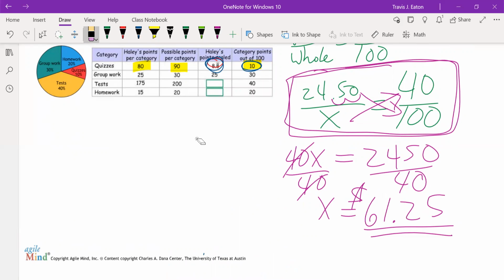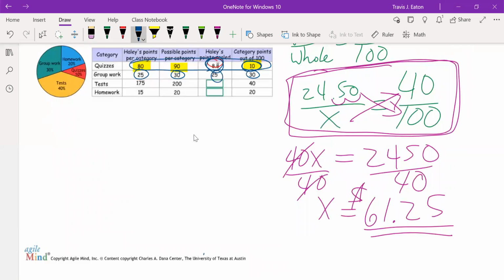The group work is 25 out of 30. And interestingly enough, since that category, the group work, is only worth 30% out of 100, they ended up with 25, and that makes sense. But let's just really try and decide how I best want to do this.